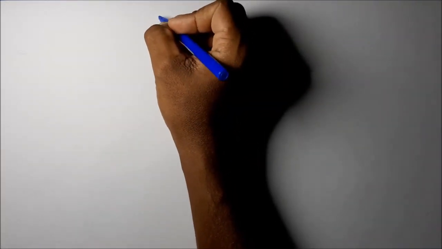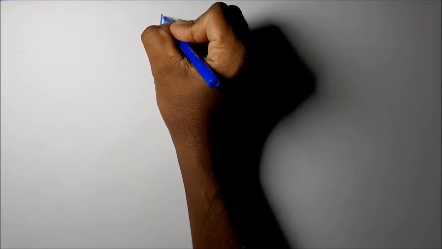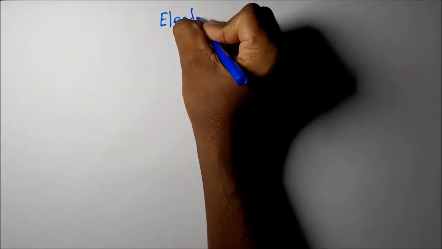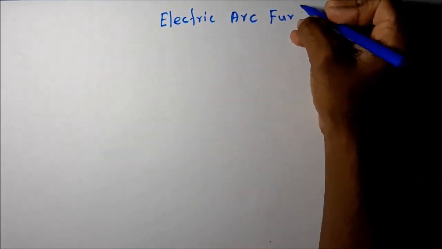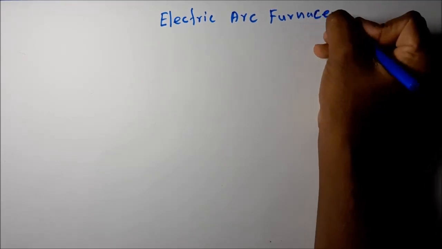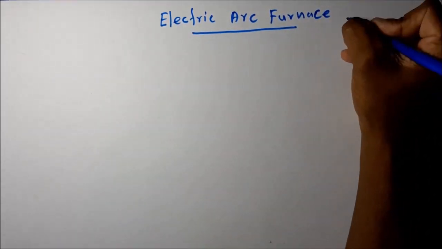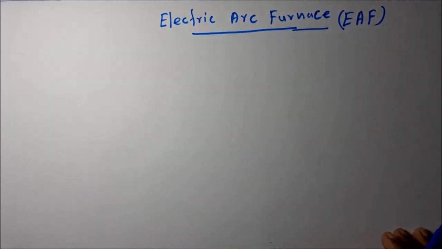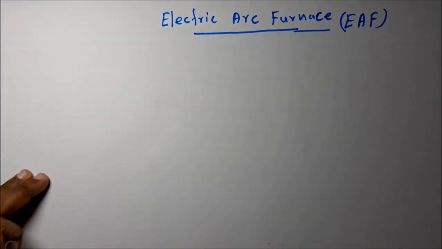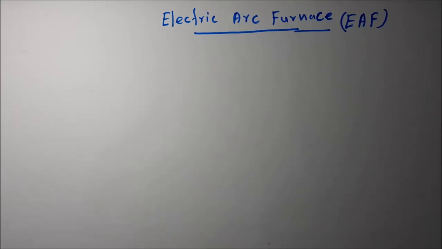Okay, last class we discussed the cupola operations, the cupola furnace. Today we are studying the electric arc furnace. The electric arc furnace uses electricity to produce the heat.